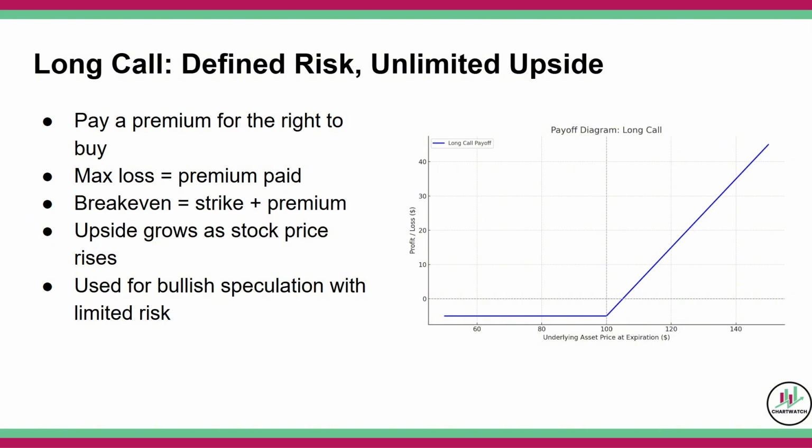You buy a $100 call option for a $5 premium. The $5 is your maximum risk. No matter what happens, even if the stock drops to zero, you can never lose more than the $5 you paid. But what happens if the stock goes up?